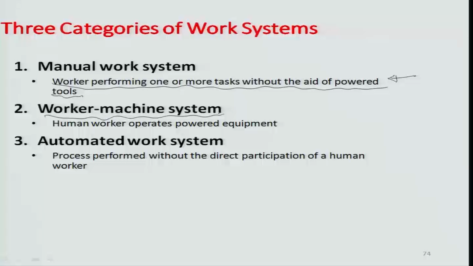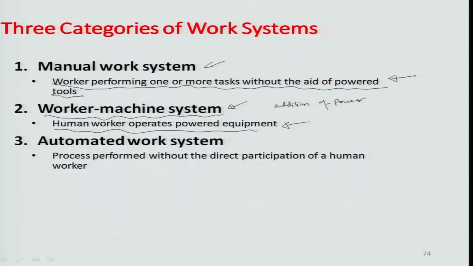We could also have a worker machine system where the human worker operates with powered equipment. For example, we are talking about using a power saw or a power cutter or a power drill, or even in some cases a power hammer to work on concrete slabs or something like that, where there is powered equipment available. So typically the difference between a manual work system and a worker machine system is that there is now the addition of power. So this makes the two systems completely different. You have a powered machine tool along with a human subject.